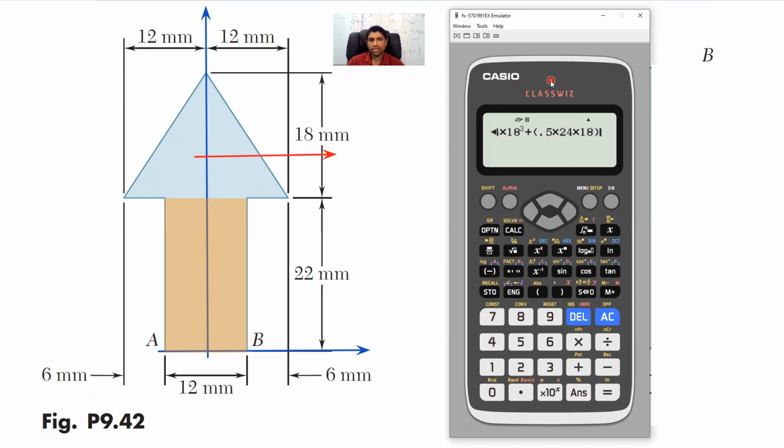This is the area. Then y bar is given by 22 plus 6, squared. This is the value for Ix. We have to keep it, because we don't want to find Ix, but we want this Ix bar.